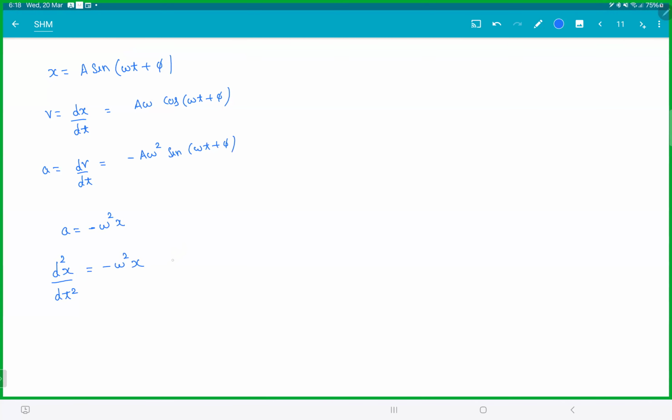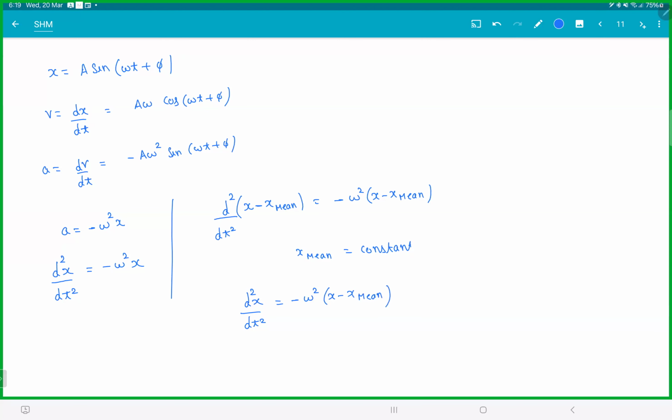A better way of writing this is, x is displacement here, d square by dt square of (x minus x mean) is equal to minus omega square (x minus x mean). But remember, x mean is a constant, isn't it? Here x mean is a constant, so differentiating it won't matter. So d square x by dt square is equal to minus omega square (x minus x mean).